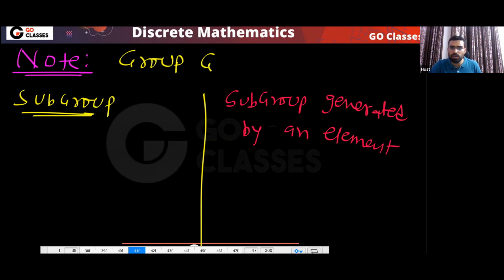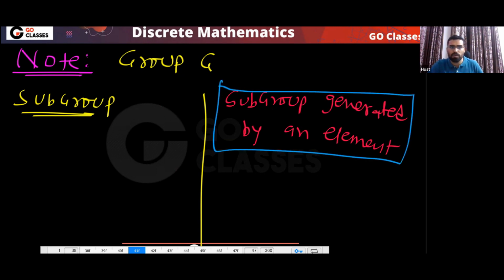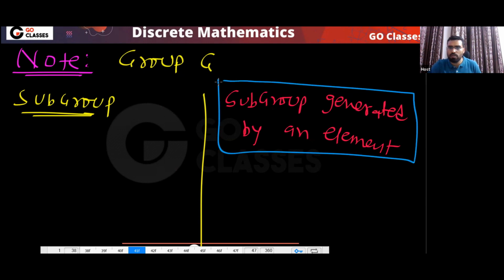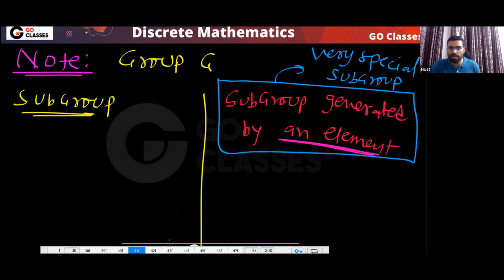Just understand this point. The concept of subgroup is different from a subgroup generated by an element. Yes, of course, this is also a subgroup, but this is a special type of subgroup. I told you this is a special type of subgroup. Yes or no? This is a very special subgroup. So please understand the difference between a subgroup and a subgroup generated by an element.